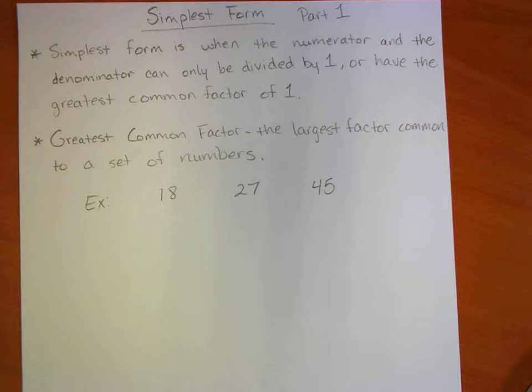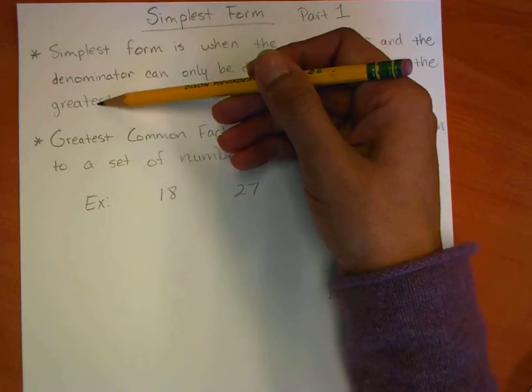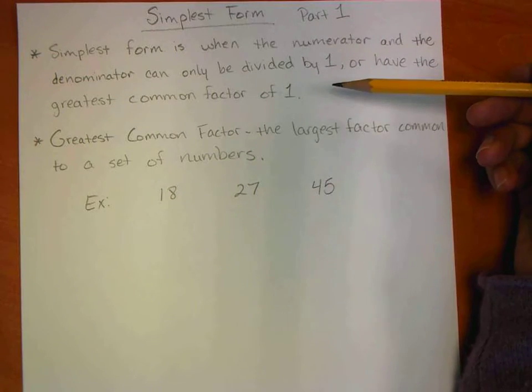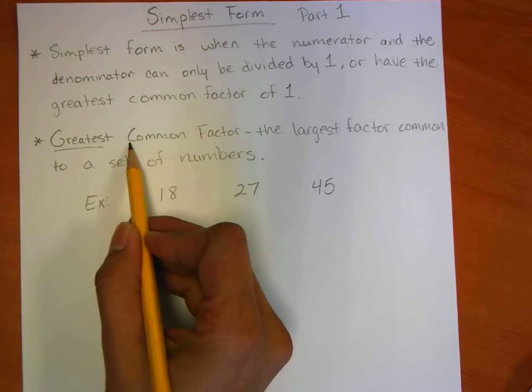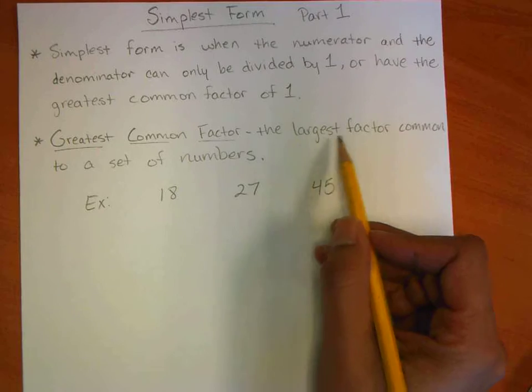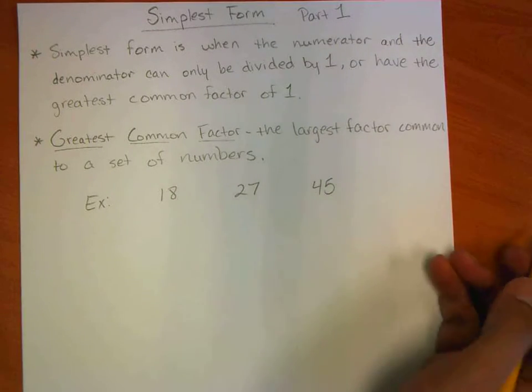Simplest form is when the numerator and the denominator can only be divided by 1, or the numerator and the denominator have the greatest common factor of 1. The greatest common factor is the largest factor common to a set of numbers.